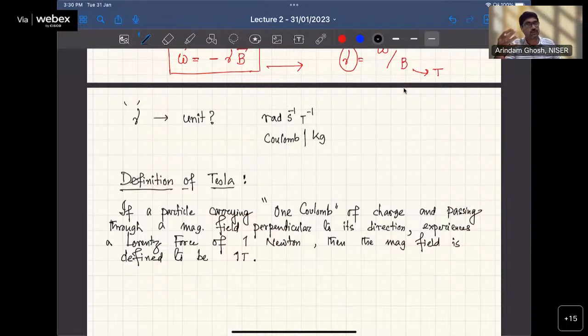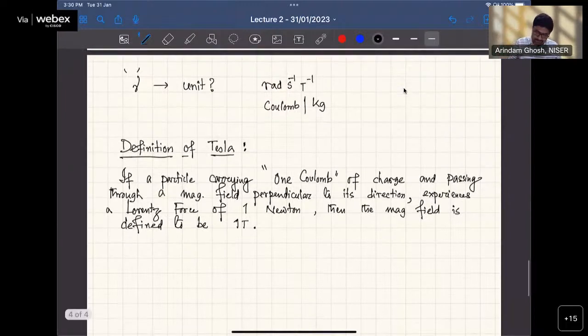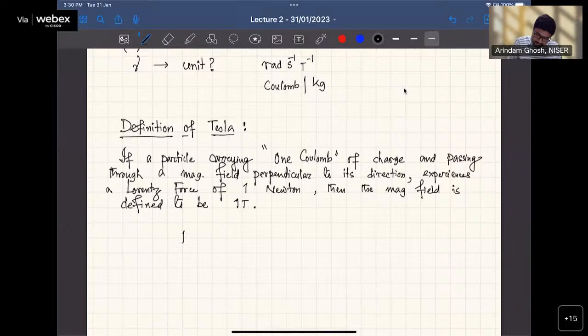How much magnetic field is 1 Tesla? It means that if you have 1 Tesla magnetic field, and a particle having 1 coulomb of charge moving with 1 meter per second velocity, then this will give a Lorentz force equal to 1 Newton. That is basically the expression. This expression is giving you 1 Tesla.